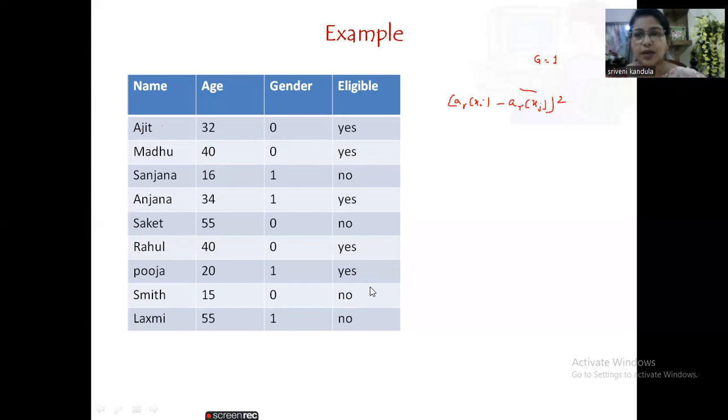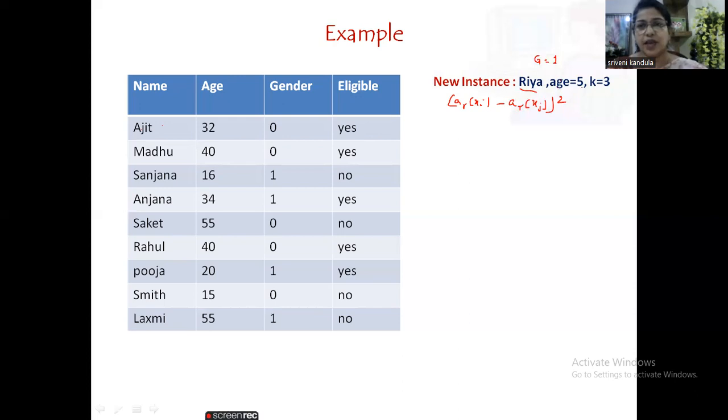So here my example data set is only two-dimensional. It is not an n-dimensional space. It contains only two-dimensional space and my target label is purely binary. So in this case, let us calculate the KNN using Euclidean distance. Here once again, the new instance that I have taken is Ria, age is 5 and K value is 3. Let us check whether this person is eligible to apply for this or not based on his age. So let's see what our algorithm says.